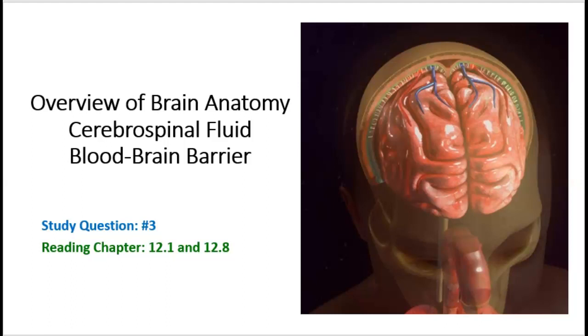Hello, this lecture is for Anatomy and Physiology 1 at Madison Area Technical College, and it will address an overview of the anatomy of the brain, the purpose and production of cerebrospinal fluid, as well as the structure and function of the blood-brain barrier. Further information can be found in your Marieb textbook in Chapter 12, Sections 1 and 8. This also pertains to study question number 3.